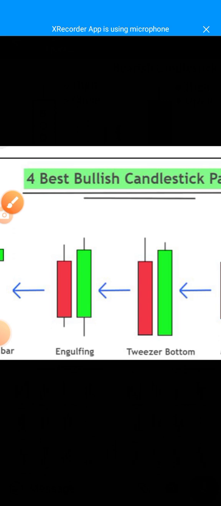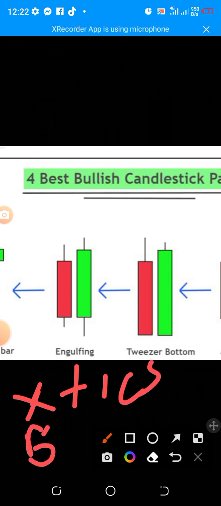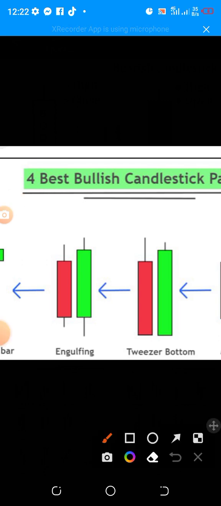Characteristics of a bullish engulfing. I want you to follow closely. When the bullish engulfing is formed, the first candle must be red. The first candle must be a bearish candle because it is formed when the market is about to reverse. They are reversal patterns. So the first candle is a red candle, maybe with a wick, maybe without.